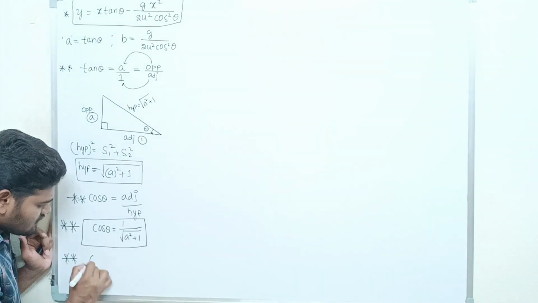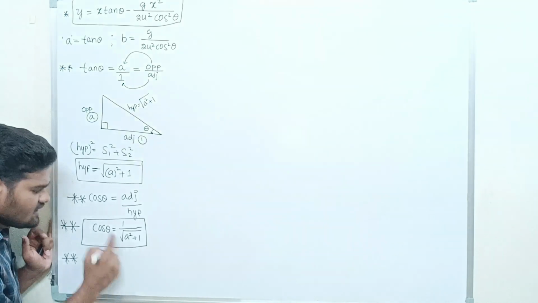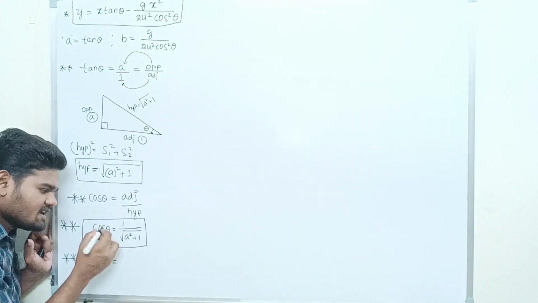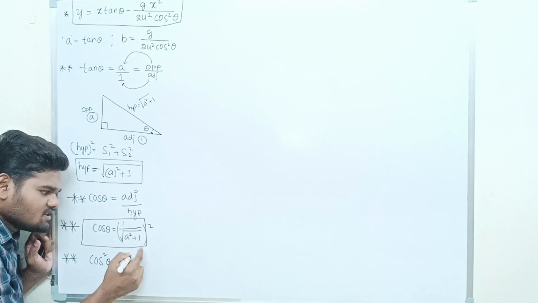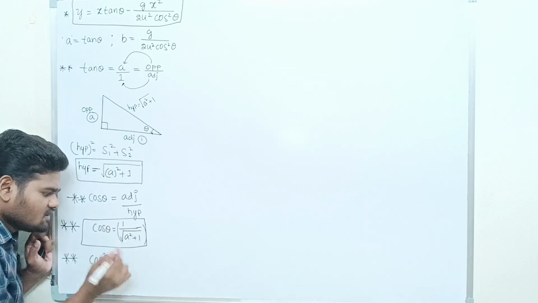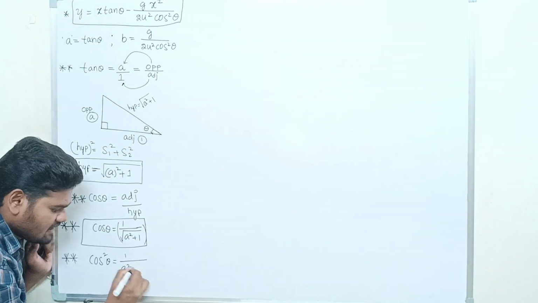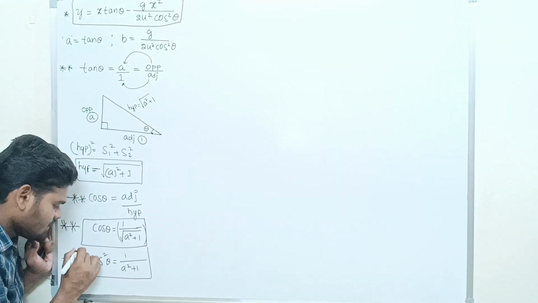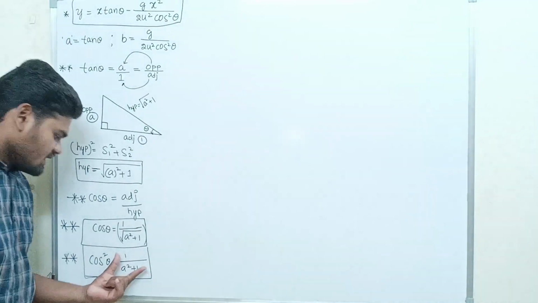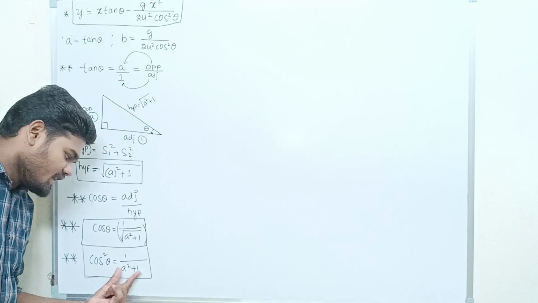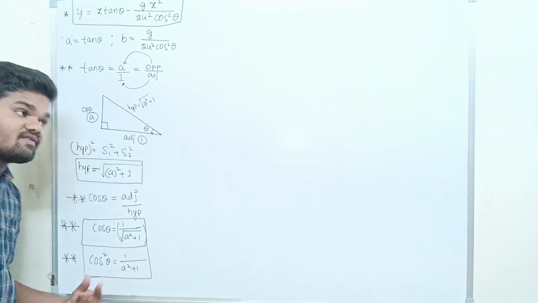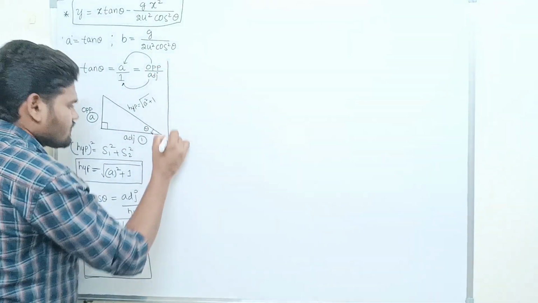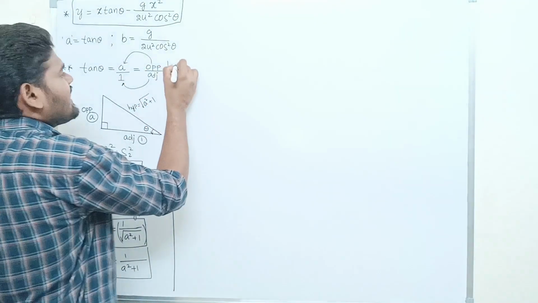So cos square theta is equal to what? If we square on either side, the square root gets cancelled out. So finally you will get 1 by a square plus 1. Simple mathematics. So we got cos square theta is equal to 1 by a square plus 1.